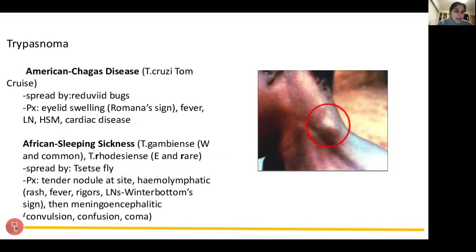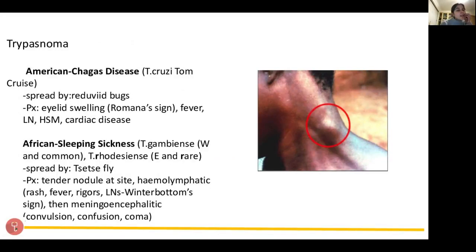Again, like I said, I like to have a celebrity association. So there is an American type and an African type. The American type, the bug is called T. cruzi, so like Tom Cruise, who is an American, and it causes Chagas disease, which also starts with C. As I said, it's spread by bugs, and you get the patient that has this eyelid swelling that you see classically, and they call that Romana sign.